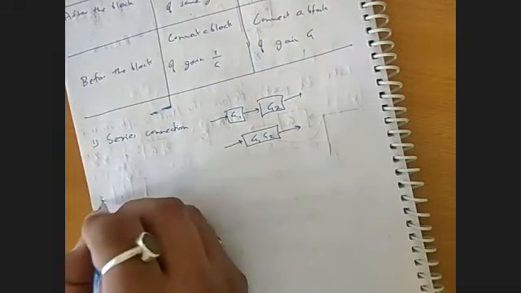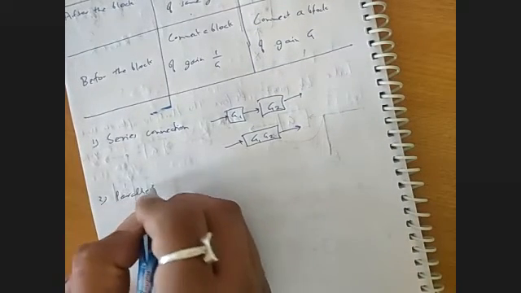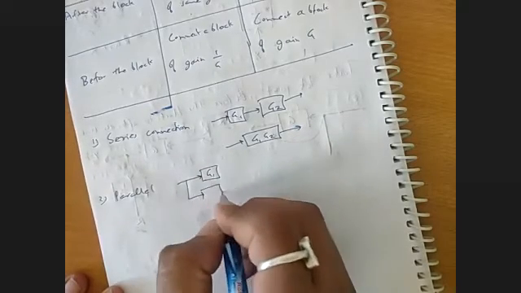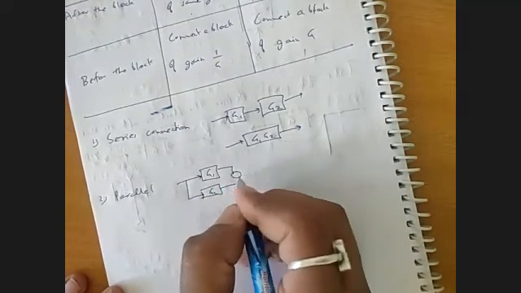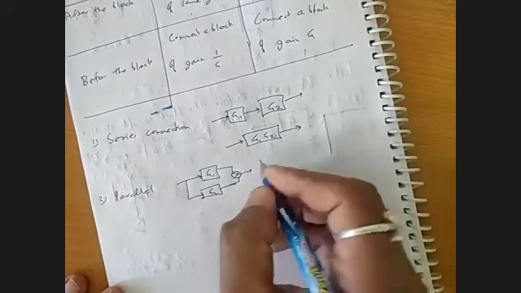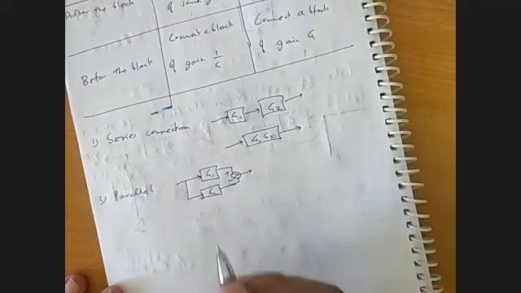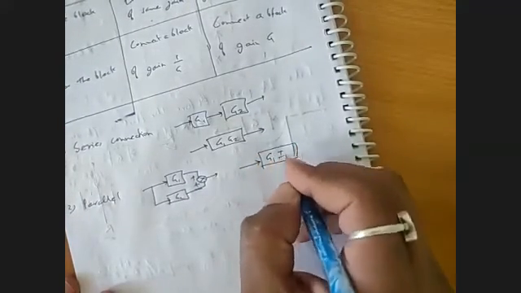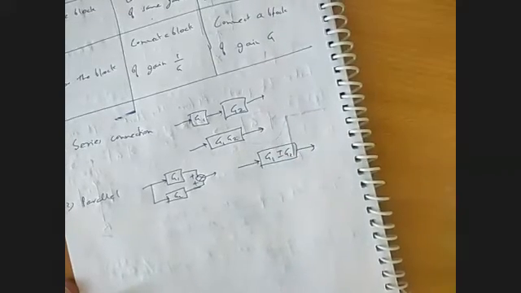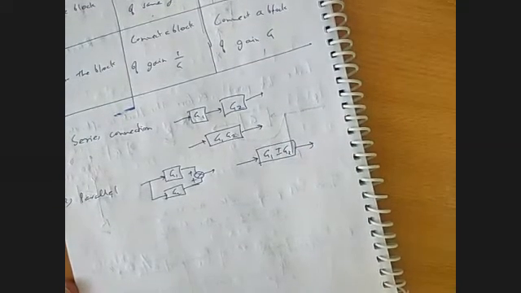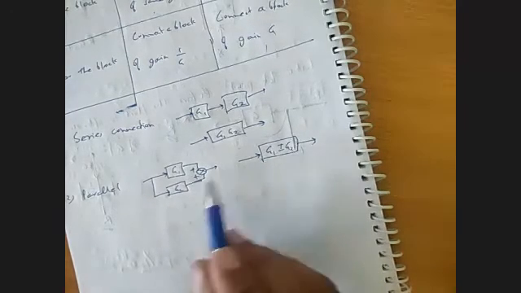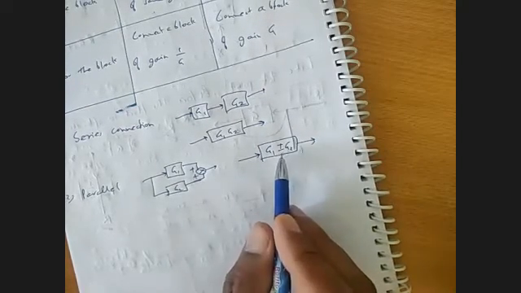Second is parallel. Parallel means we have two blocks G1 and G2 which are connected in parallel. That can also be replaced by a single block having a gain of G1 plus or minus G2. If the signals are added, then it will be plus. If the signals are subtracted, then it will be minus.